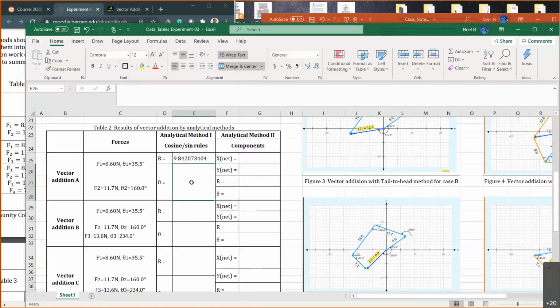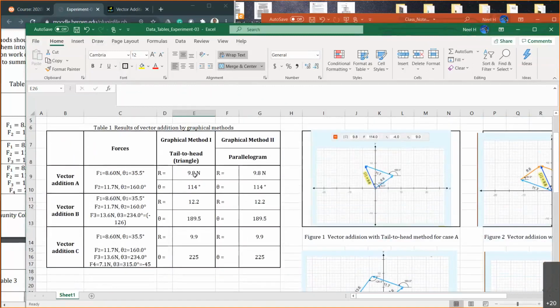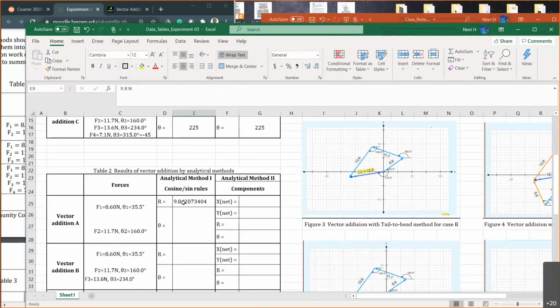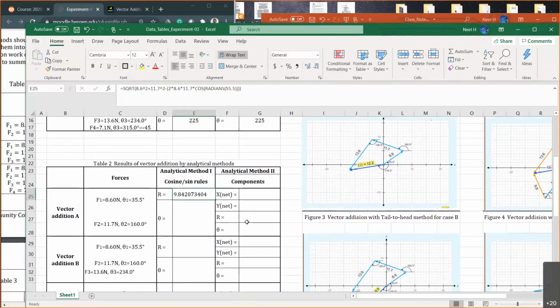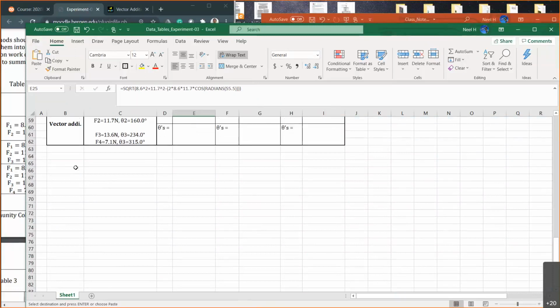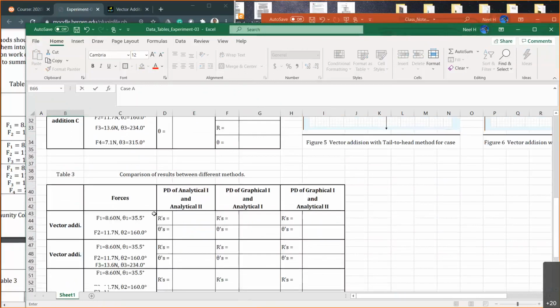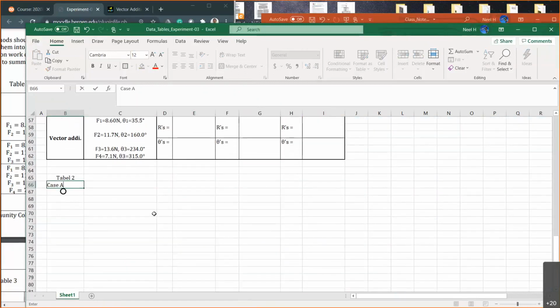Then hit enter. If I do the calculation correctly, I should get the previous answer, 9.8. Because we did that graphically, now you can see I'm getting exactly the same answer. So let me copy that function. Now I'm going to collect all the functions here. This is for table number 2. All the functions we're going to collect here. This is the function for case A, function for R.